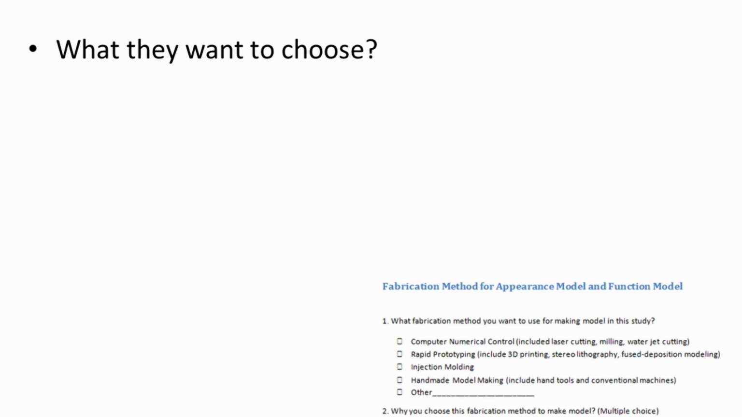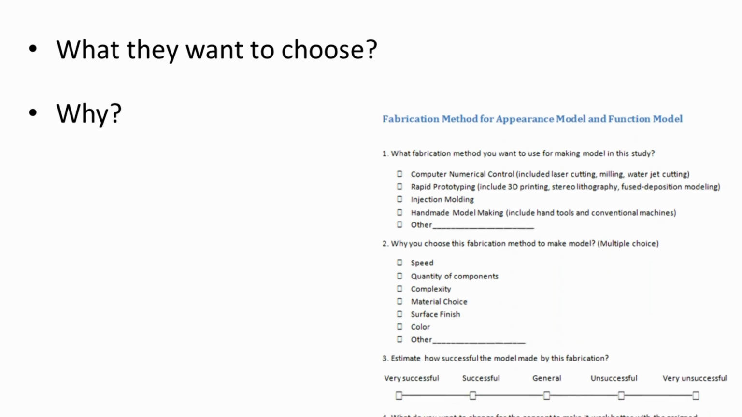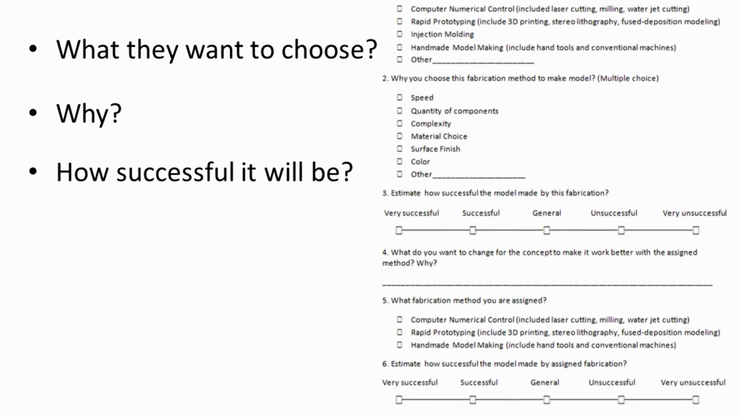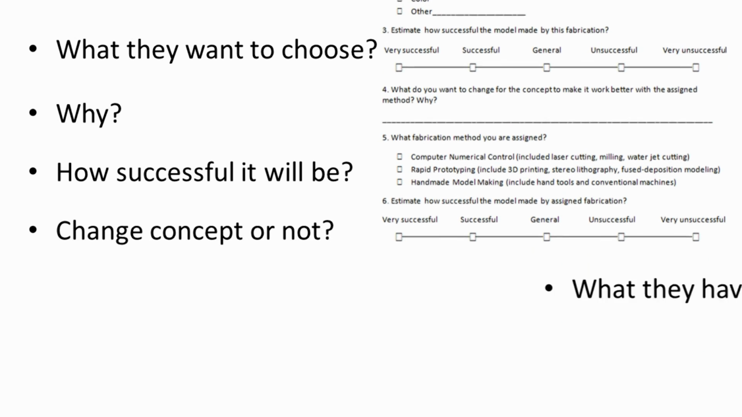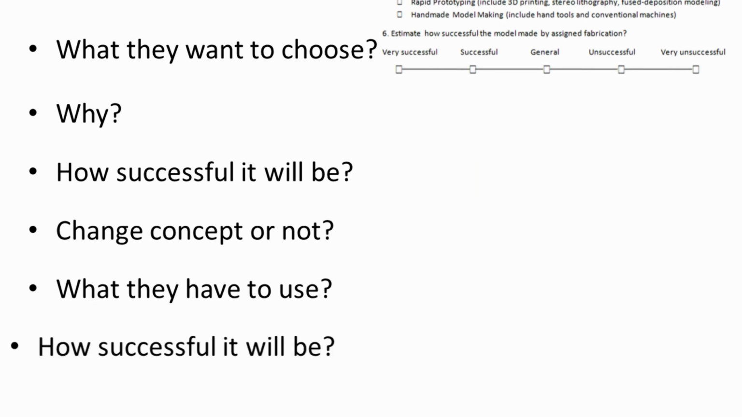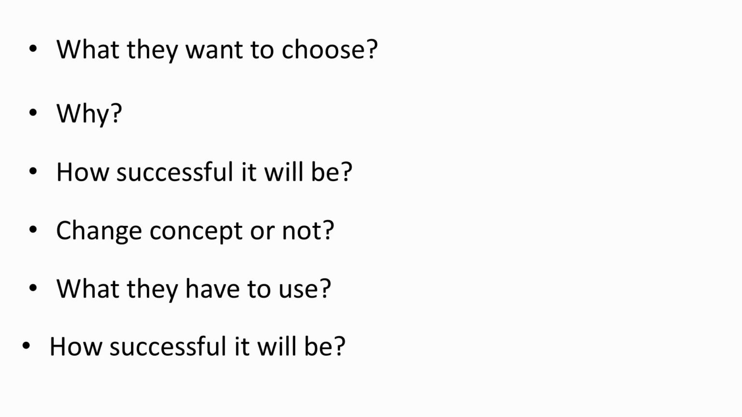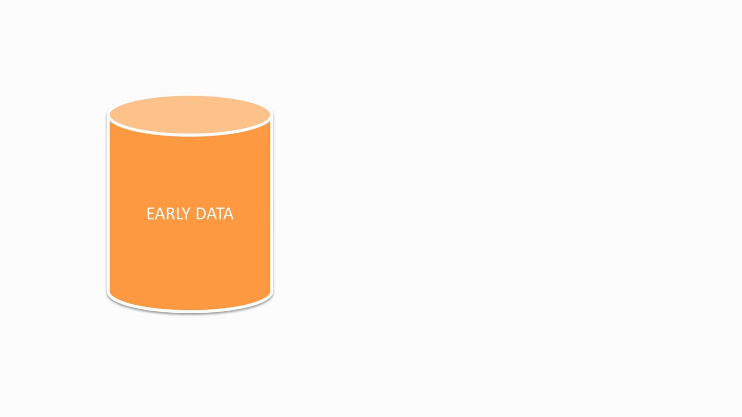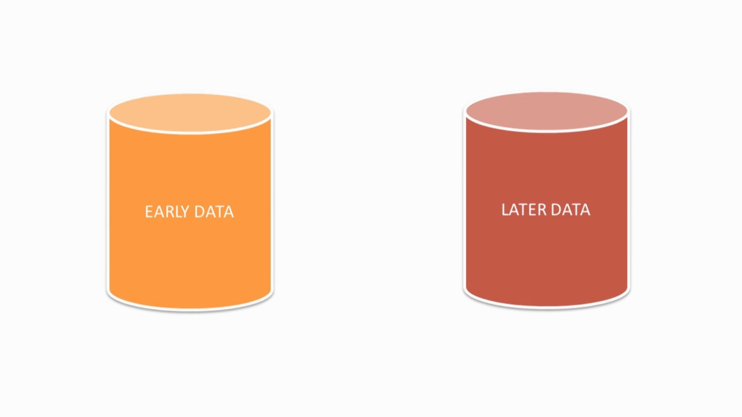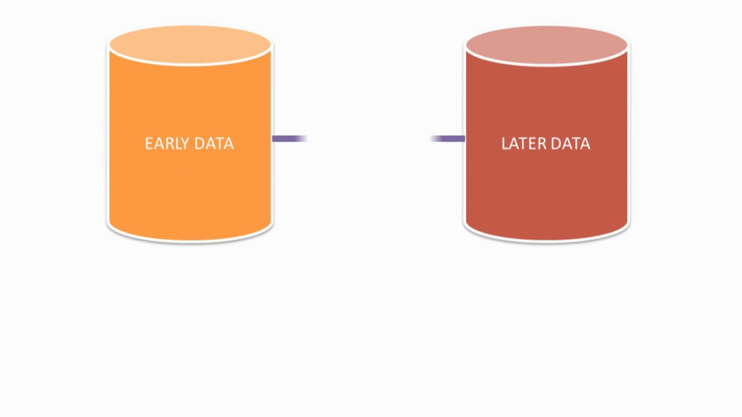In order to understand participants' perspective, the survey can collect data about how they choose a fabrication method to make the model, and why, and the level of success in making models. Preferred fabrication and assigned fabrication will also be evaluated. The surveys will become the earlier data. After participants make all the models, later data will be collected. By comparing and analyzing them, the questions in this study will be answered.